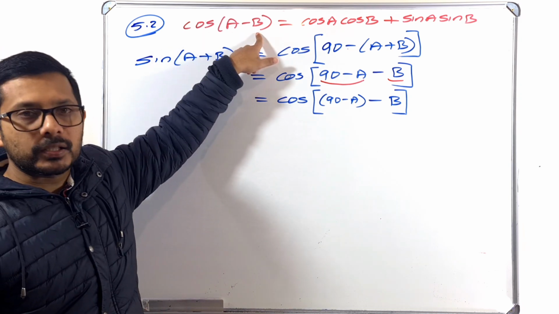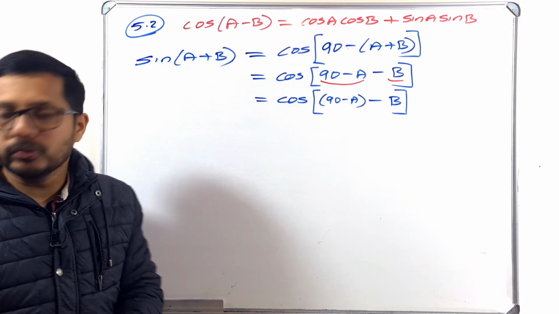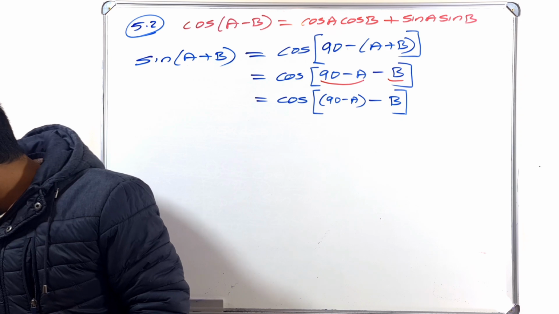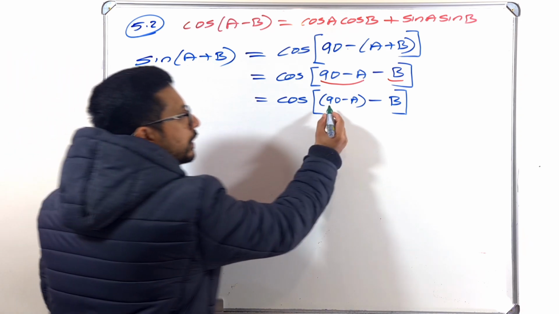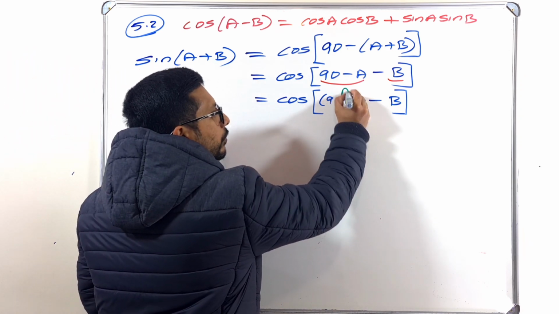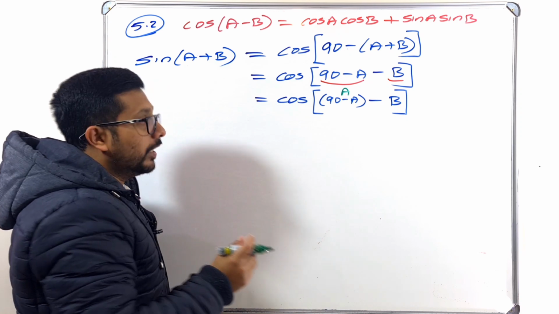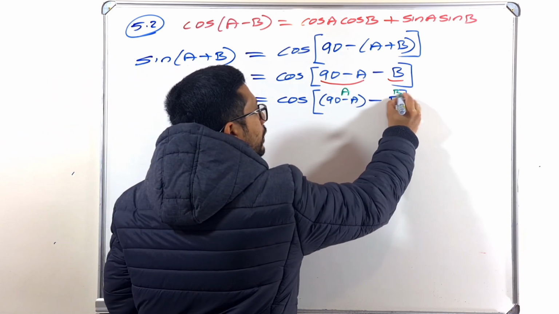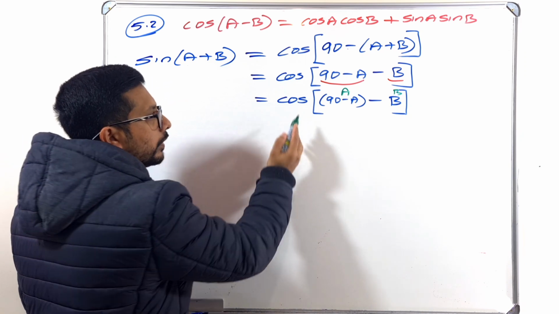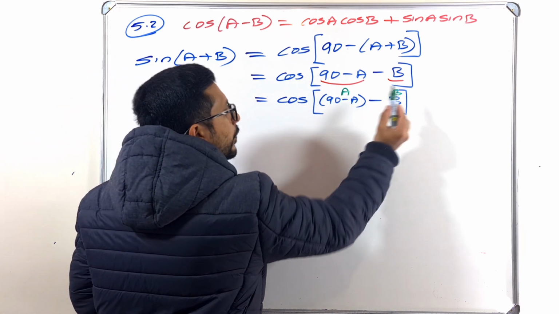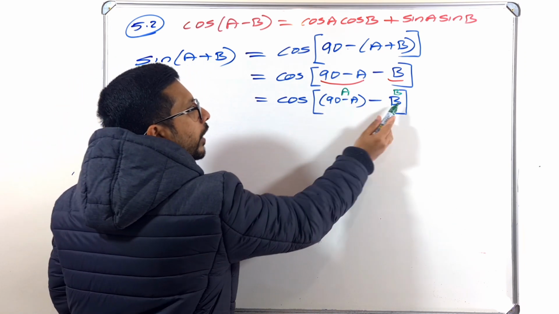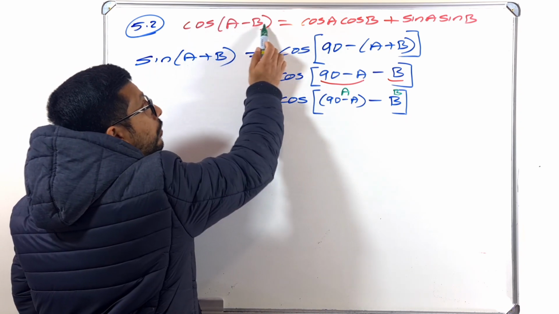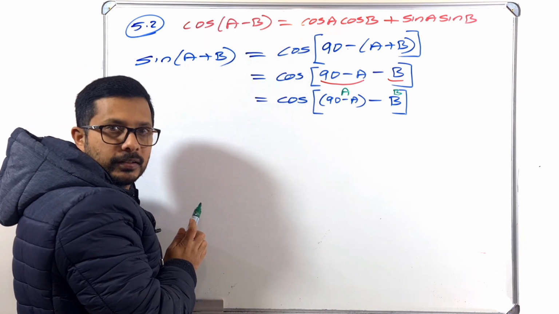Cos of a minus b. Okay, so now what you have to do is consider this 90 minus a as your a, and this b is your b. Okay, so look at this, let's read with the a and b. Cos of a minus b, is it not like this? Cos of a minus b, you understand?